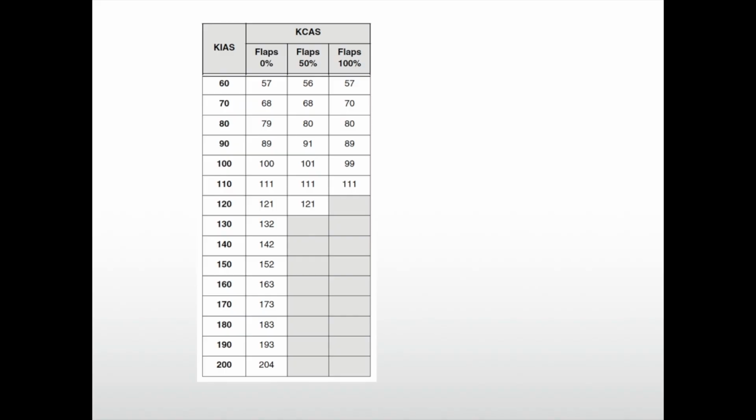Here are the position errors for the Pitot-static system on a fairly typical single-engine piston light aircraft. A couple of takeaways. One, the difference can be up to 5% or so. Two, deploying the flaps changes the position error.